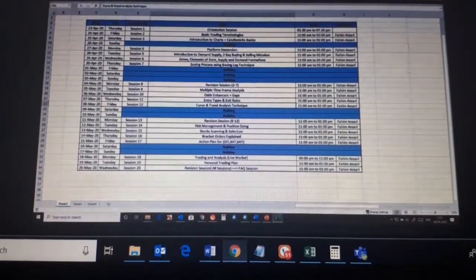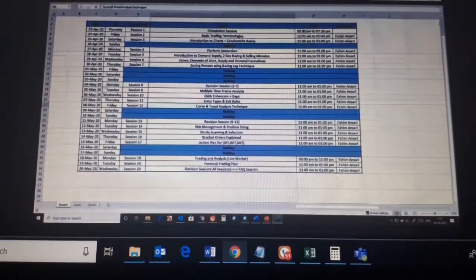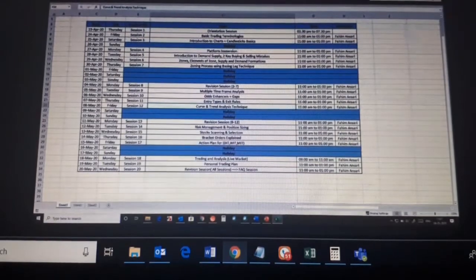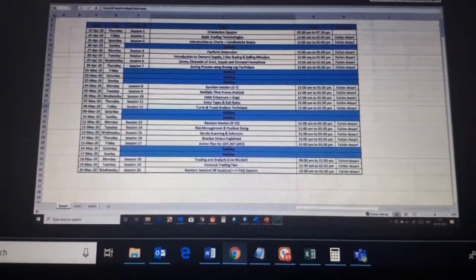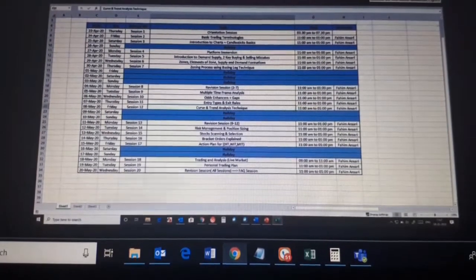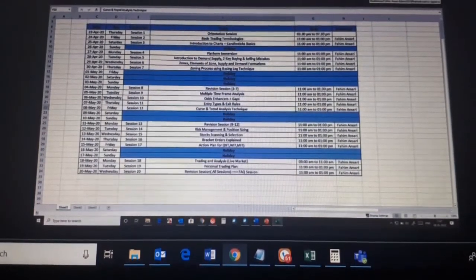In Ignite we have three types of entry. One is your proximal entry, also called a type 1 entry. In proximal entry, we'll take the entry at the proximal line, or just below the proximal line for a supply zone and just above the proximal line for your demand zone.